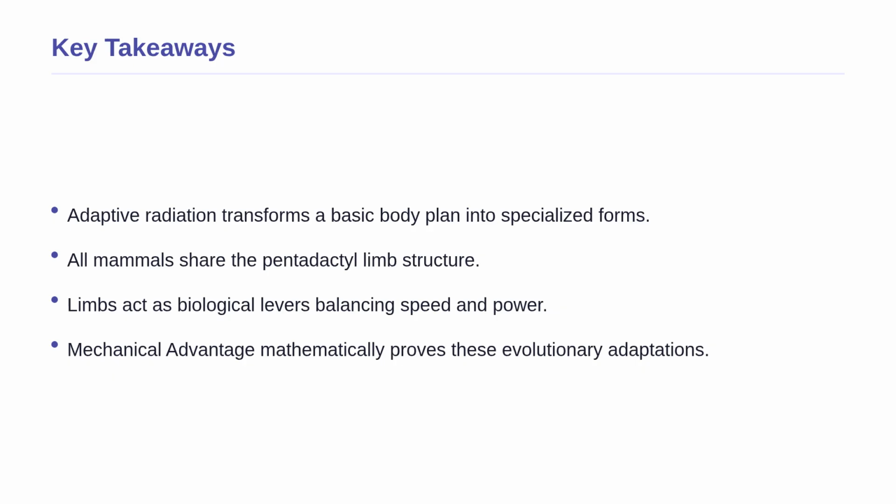modification. Third, we discovered that these limbs act as biological levers, and by calculating the mechanical advantage, we can mathematically prove whether a limb is adapted for the extreme speed of a cheetah or the raw power of a badger. You now have a solid understanding of how physics and biology combine to shape the diversity of mammals.